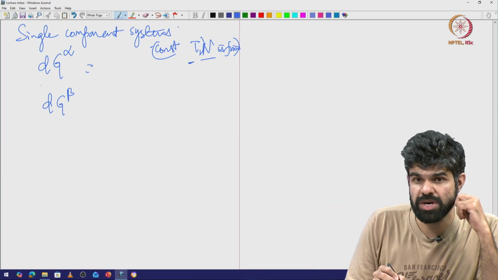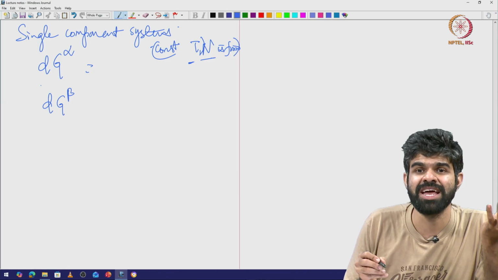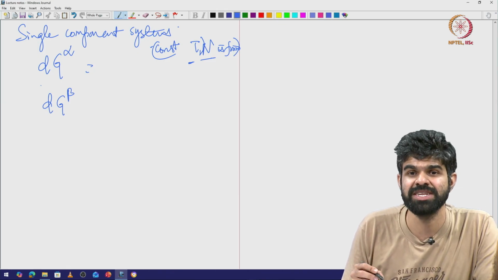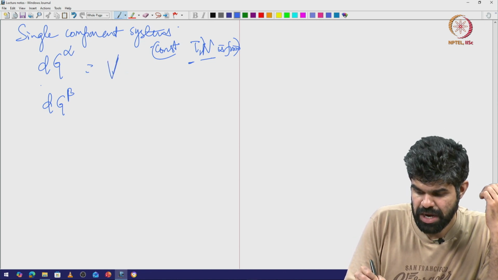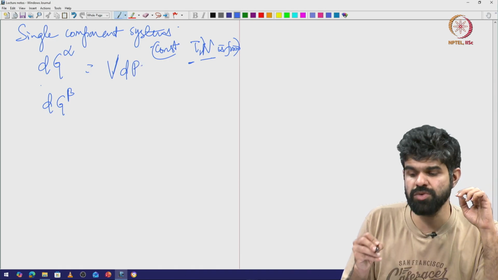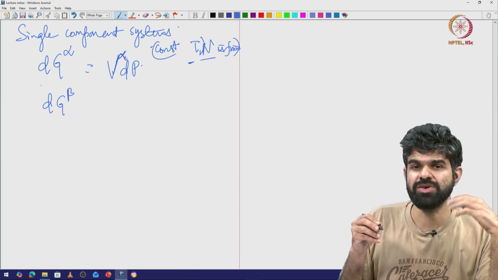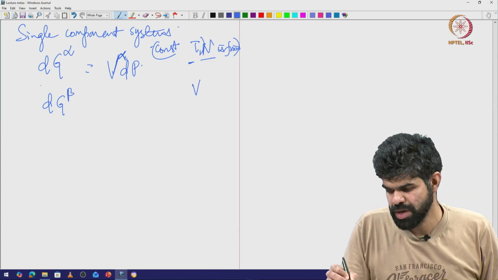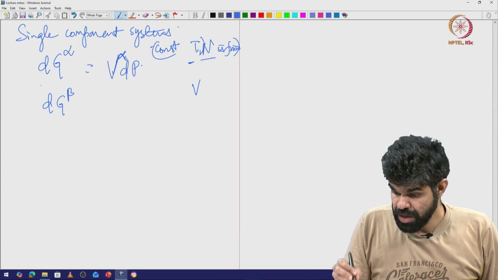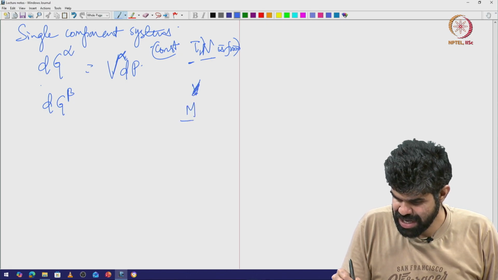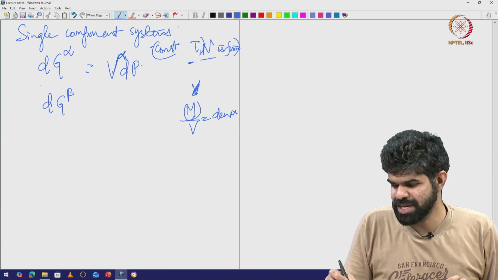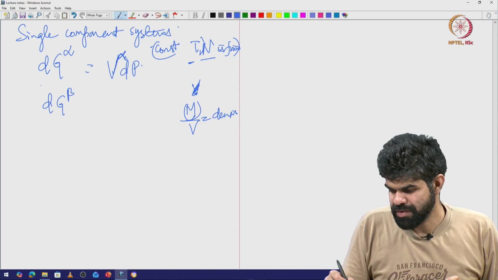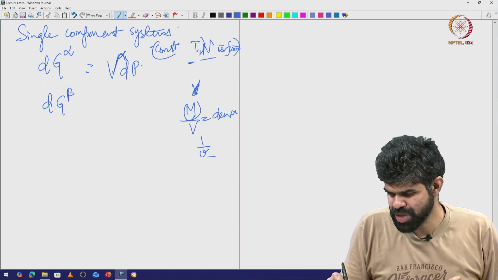So if my material is in an alpha phase, if water is in the ice phase, then dG of alpha is just given as V alpha dP. This V is the inverse of density. By the way, mass by volume is density, and for unit mass I can just consider 1 by V, what is called the specific volume, to be the density rho.